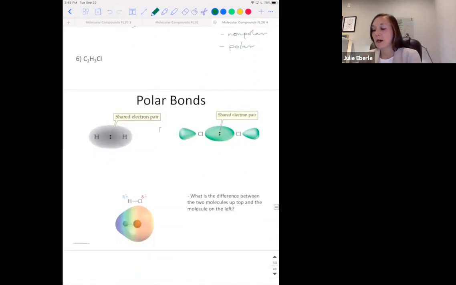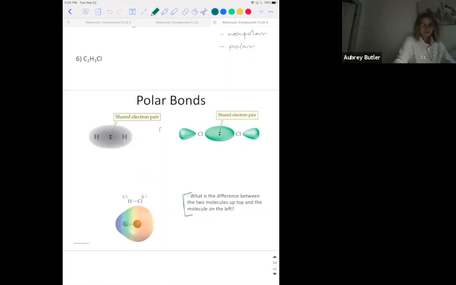All right. I want to kind of introduce this by actually asking this question right here. What is the difference between the two molecules up top and the molecule on the bottom? And don't just tell me that one is rainbowed and the other is not. What's kind of the chemistry difference? Any guesses?